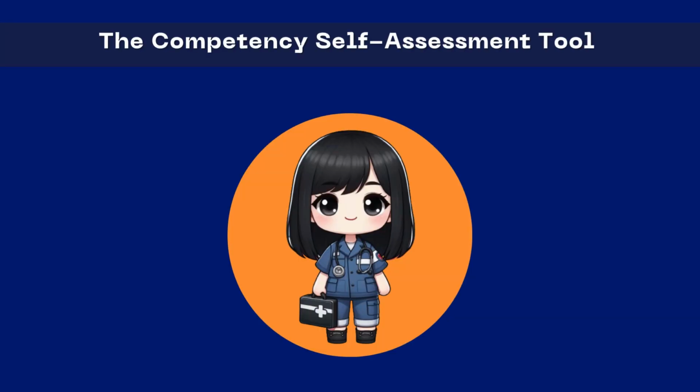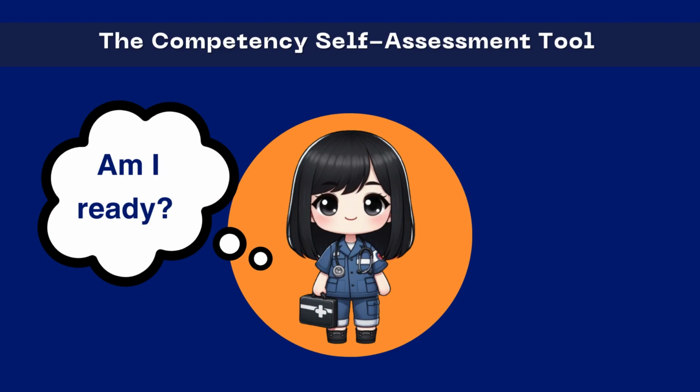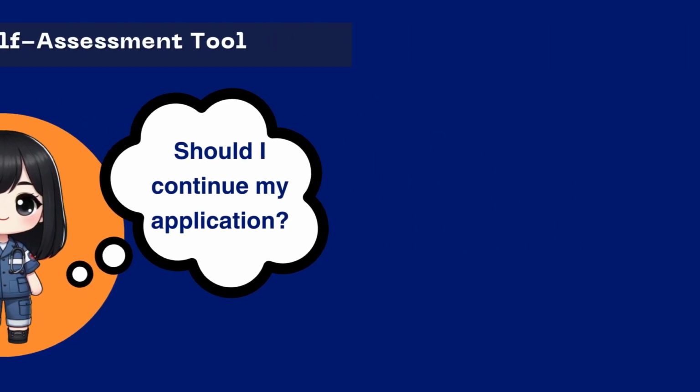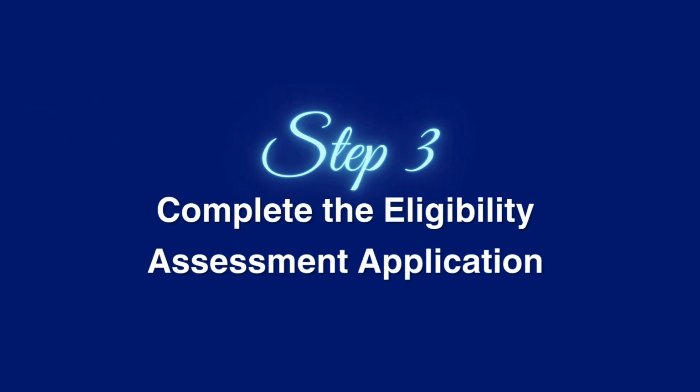This pre-assessment tool can help you determine if you are ready for registration, licensure, or certification in Canada at the primary care or advanced care paramedic level. After finishing this self-assessment, you can decide if you want to proceed with the eligibility assessment or discontinue your application. Step 3. Complete the eligibility assessment application.